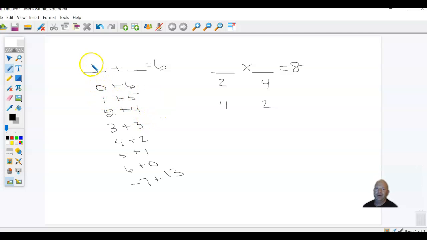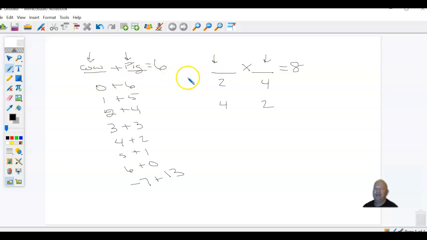Now, these unknowns here, this, this, this, and this, are what we call variables because they can change. They can be different numbers that are representative. So we can't just put in the 0 plus 6 here because there are other options. So we want to represent that with something. And it can be anything. The word cow and pig.